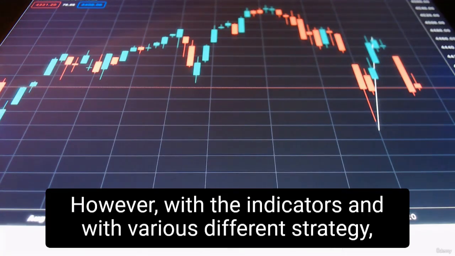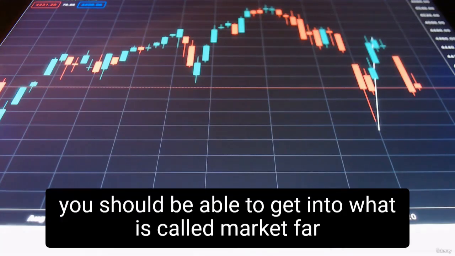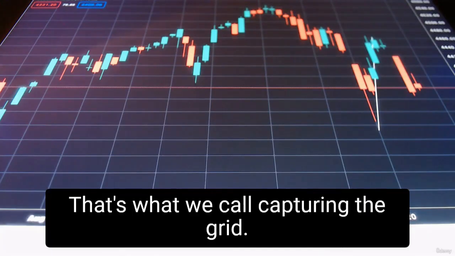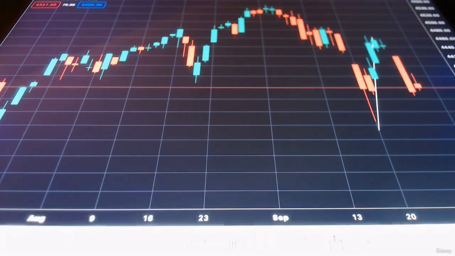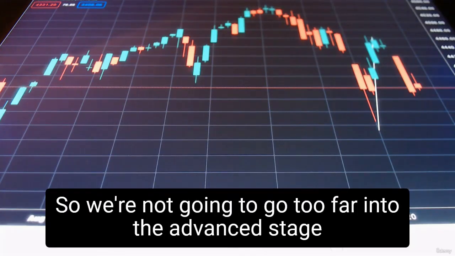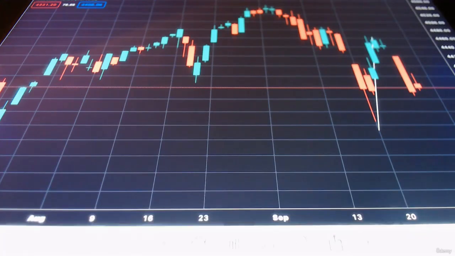However, with the indicators and the various different strategies, you should be able to get into the market well in advance. I like to say that we want to get in when the banks get in. That's what we call capturing the grid. Again, that's another strategy that we're going to learn, so we're not going to go too far into the advanced stage of this.